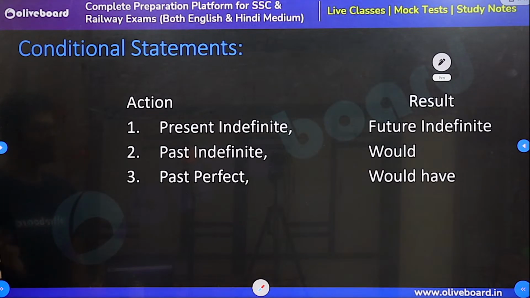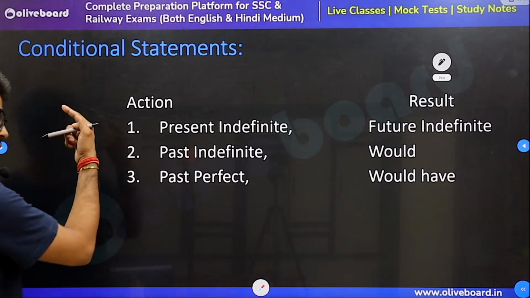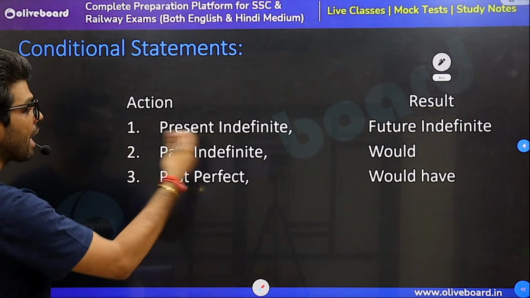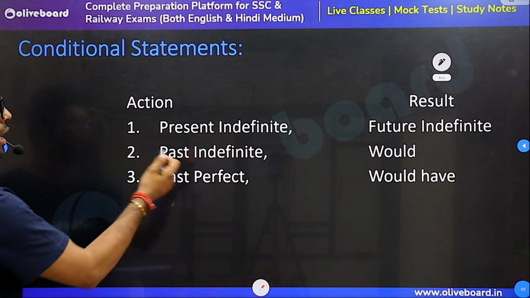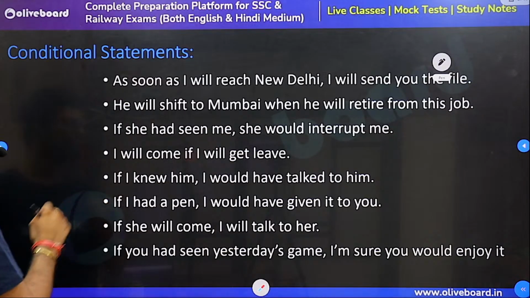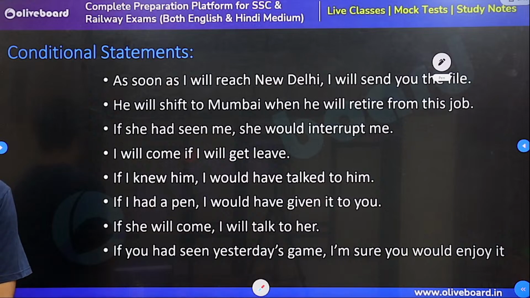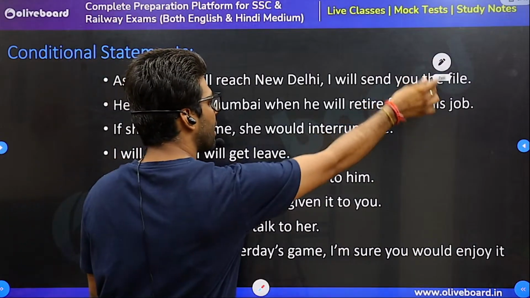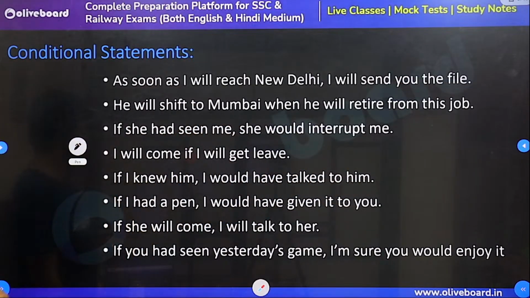Let's practice them. Conclusion. We started with the points. We are here deriving them ourselves. Present indefinite, future indefinite, past indefinite, would, past perfect, would have. Answers from your side. Welcome. Thank you so much. Manoj, hey dear. Please have a look, and corrections from your side are needed.